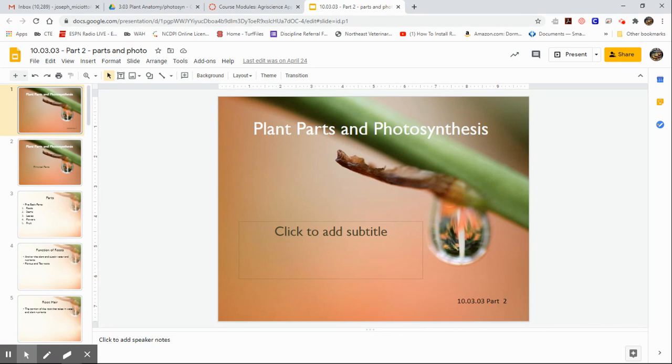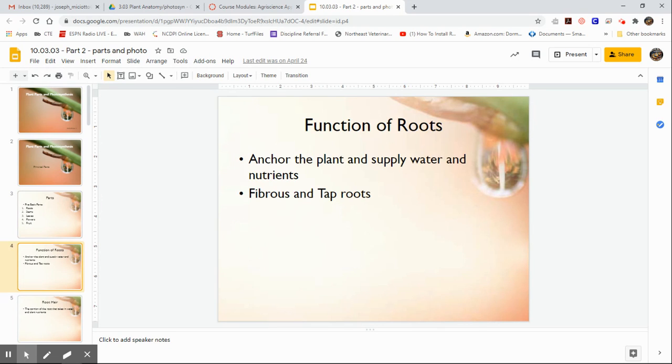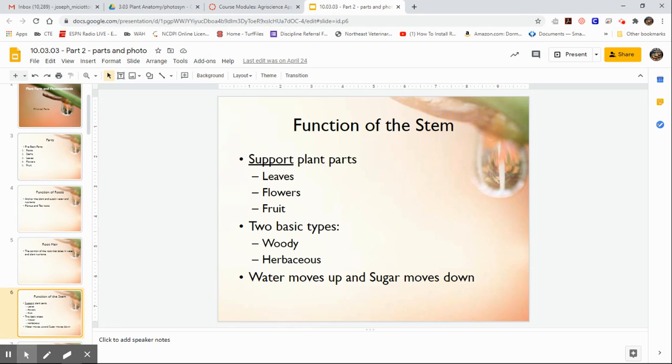So we talked about the 5 basic parts. Talked about roots, stems, leaves, flowers, and fruit. Okay, we went over the difference between a taproot and a fibrous root. A taproot's main purpose is to store minerals. A fibrous root system is going to be really wide spreading, and that's for stability and for absorption. Root hairs are those little itty bitty things you see sticking off all the way down the sides of roots, and their whole purpose is to absorb water.